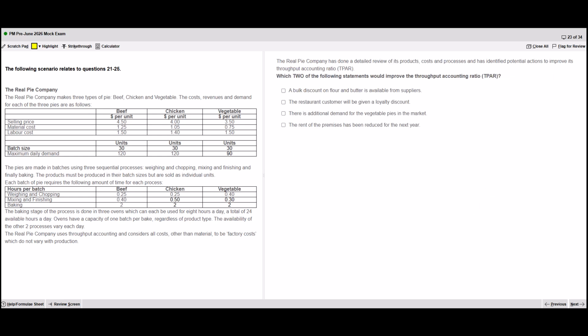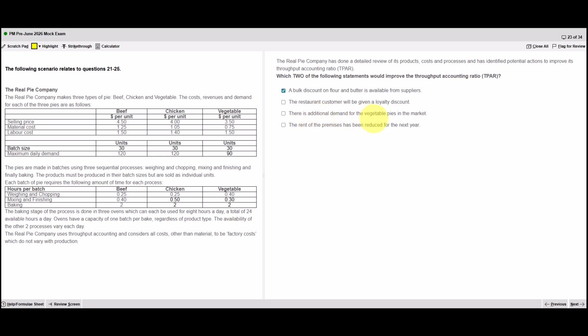Which two of the following statements would improve the throughput accounting ratio? When improving the throughput accounting ratio, we can often work out without any numbers or detail. The Real Pie Company has done a detailed review, has identified potential actions to improve its throughput accounting. So first option, a bulk discount on flour and butter is available from suppliers. Well, a decrease in the cost of ingredients or materials would improve the throughput accounting ratio.